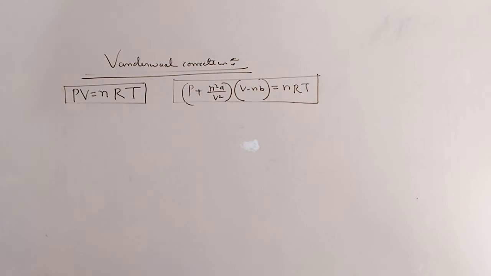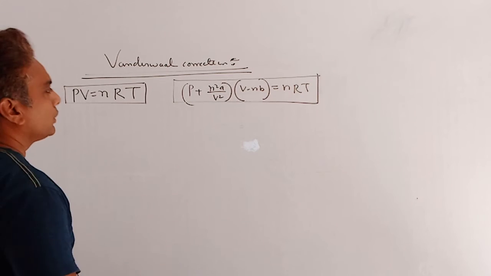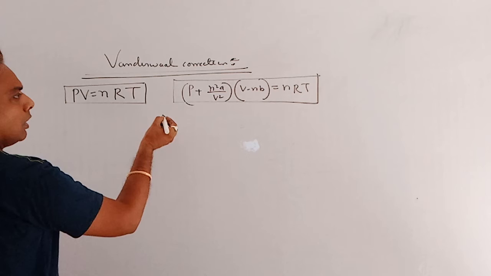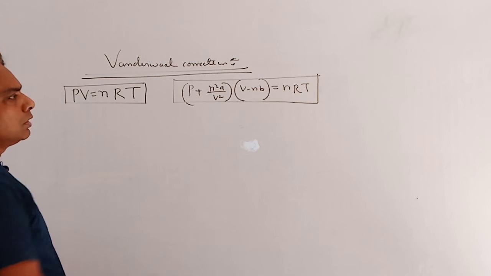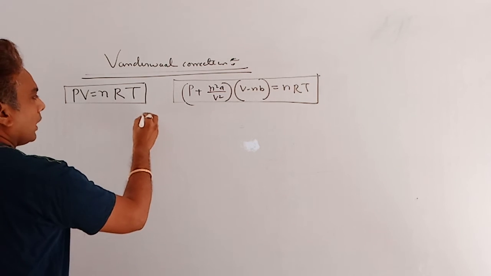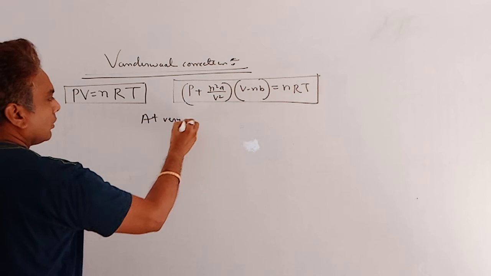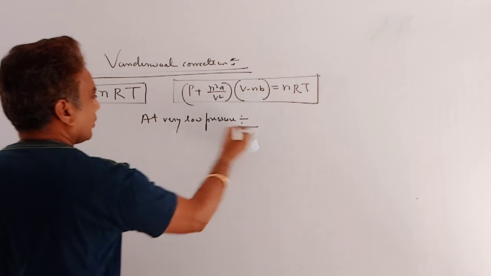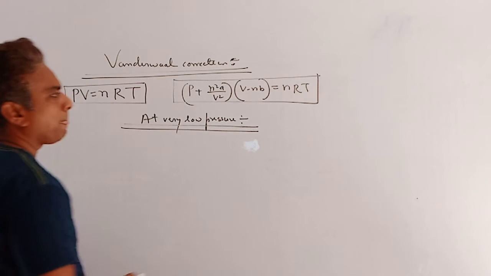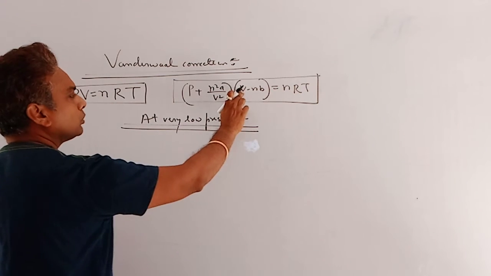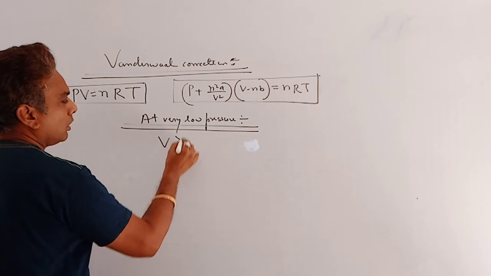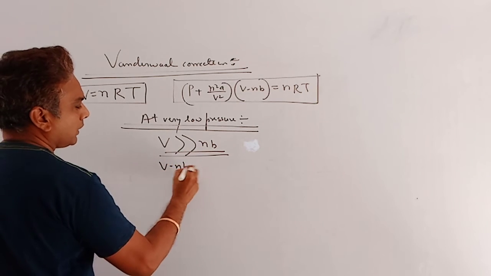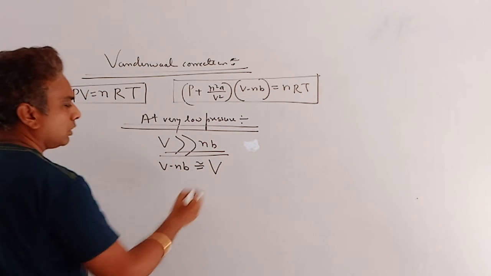So here is the van der Waals equation. Now, by using different conditions, suppose at very low pressure, since volume becomes too high, V is much greater as compared to nb, so V minus nb is nearly equal to V. Clear?